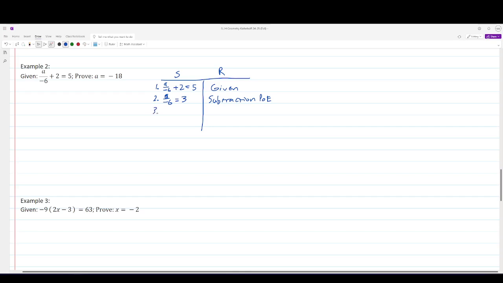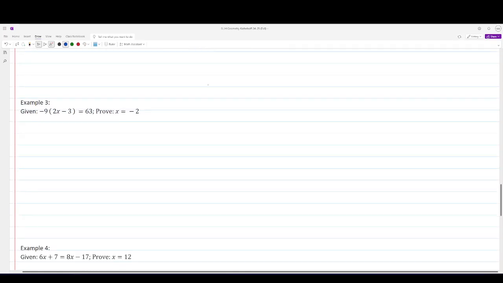My next step, I need to multiply both sides by -6. I do that using the multiplication POE. And that gives me a equals -18. A equals -18 matches our proof statement, so that means that this proof is finished. So pretty easy, and just normal algebra stuff.